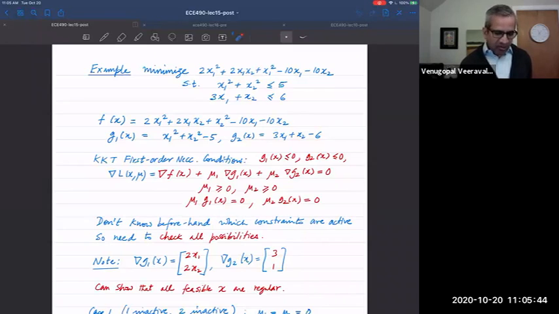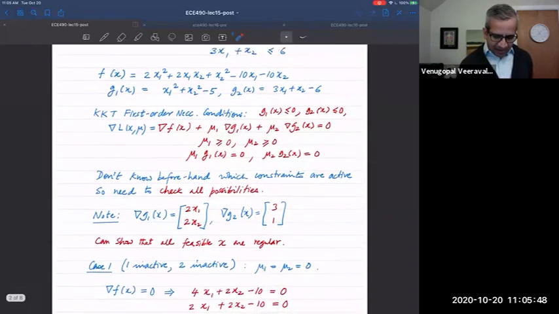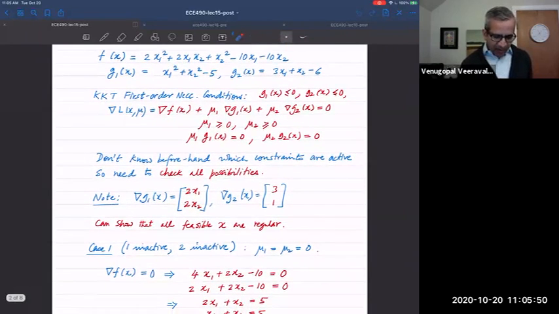Okay, so usually you can check this for any problem, and you may not have to worry just because there could be some x's for which these gradients are linearly dependent, as long as they're not going to be linearly dependent for all feasible x's. So you're fine. Okay.